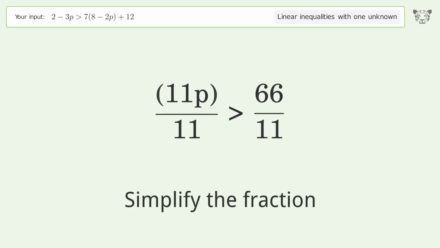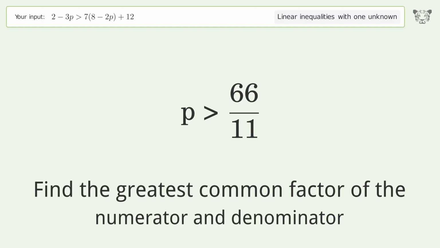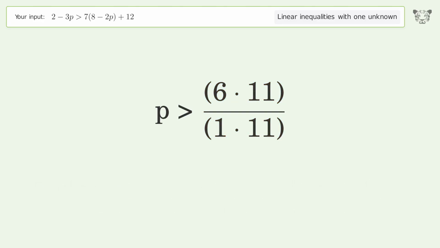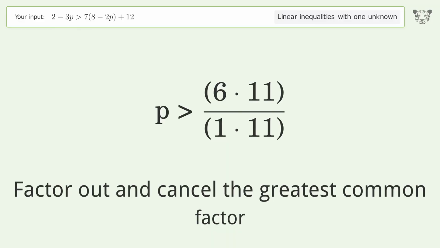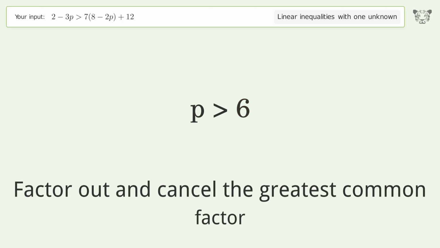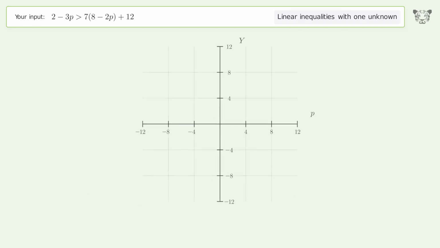Simplify the fraction. Find the greatest common factor of the numerator and denominator. Factor out and cancel the greatest common factor. Plot the solution on a coordinate grid. And so the final result is p greater than 6.